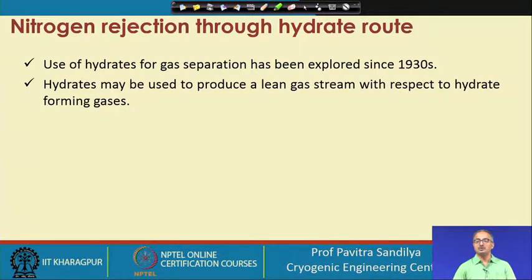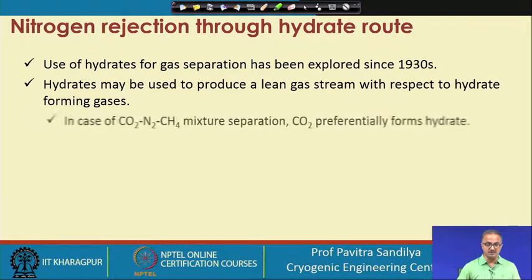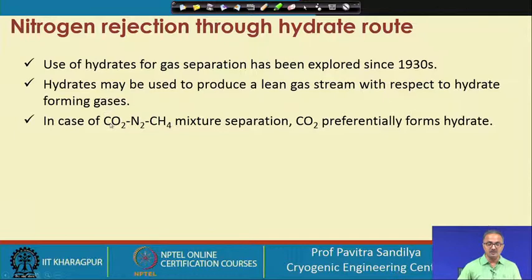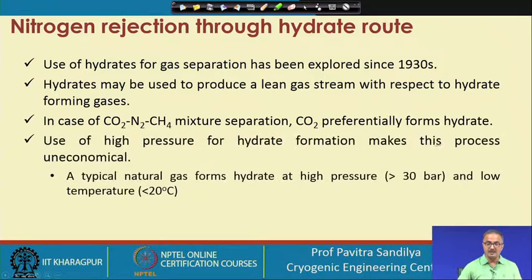We have learned that carbon dioxide, H2S, then water, if they react, then we get hydrates. So with respect to these hydrate forming gases like carbon dioxide, nitrogen, H2S, etc., this hydrate route may be used to get a leaner gas. Leaner gas means it will have less of these particular impurities.